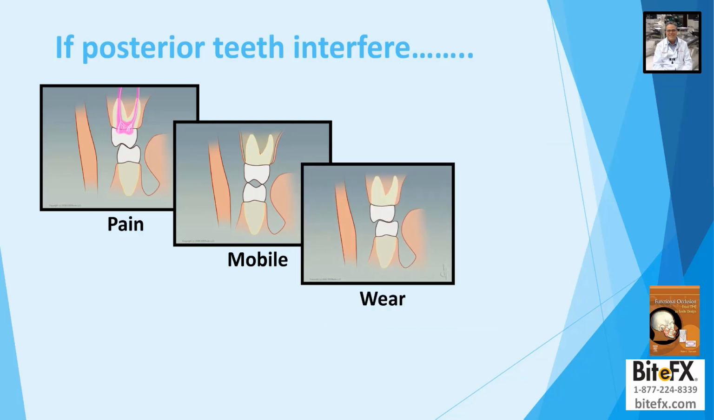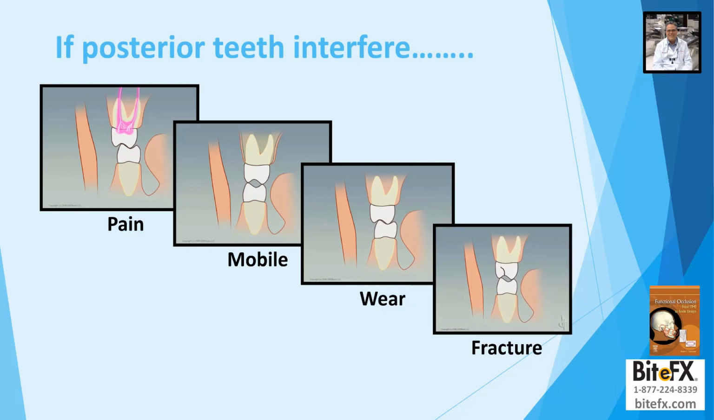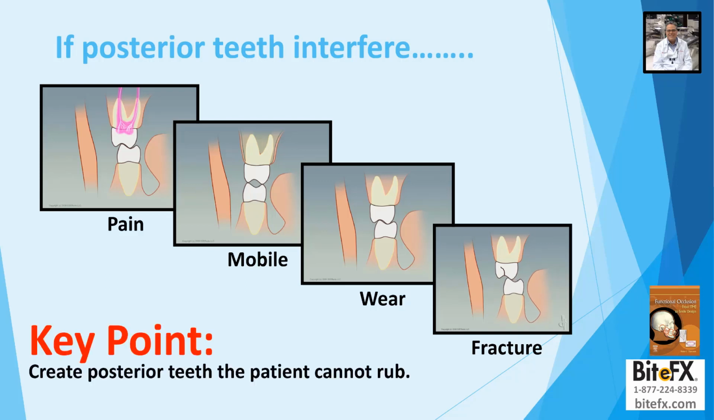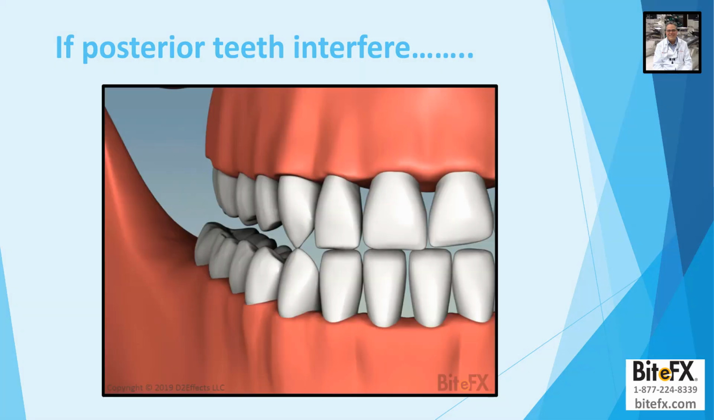Wear occurs. The grinding and the rubbing back and forth, because they interfere, wear teeth and cause cusp tips to shorten and blunt and look more like that destructive bite picture that I showed two slides ago. Or fractures. The most common reason for posterior cusps to break is that they're in the way, they're rubbing, and it just snaps off the cusps. So the key point is to create posterior teeth that the patient cannot rub.